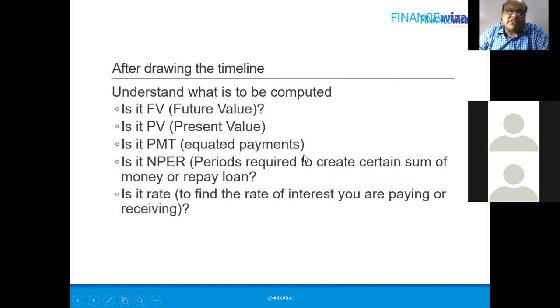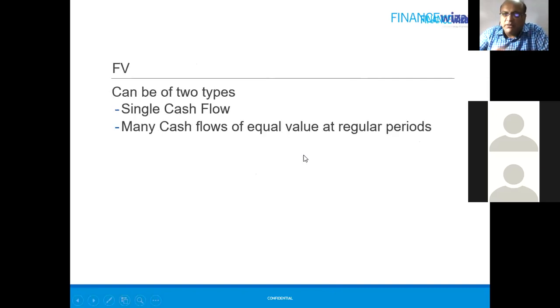Now we start with the first function, future value. Future value can be of 2 types, single cash flows and many cash flows of equal value at regular periods. Now can there not be a third thing? Many cash flows of unequal value at irregular periods? I'm sure there can be, but there is no inbuilt formula. So we will cross that bridge when we come to it. We will be able to calculate everything with Excel.